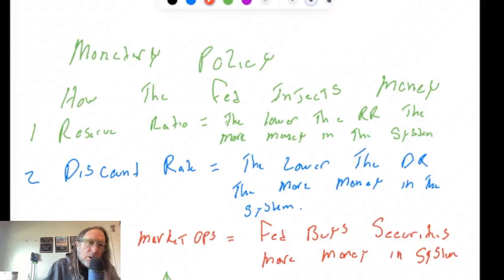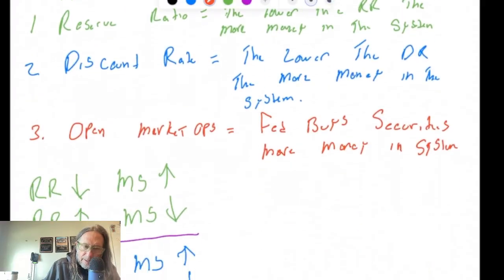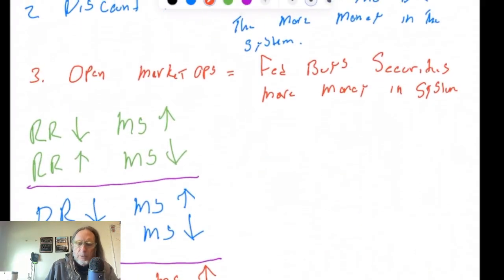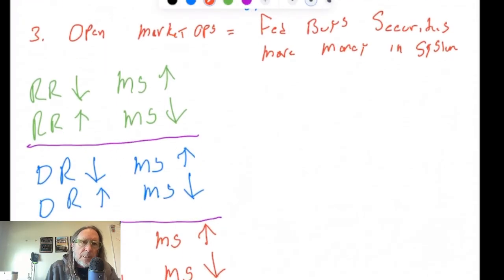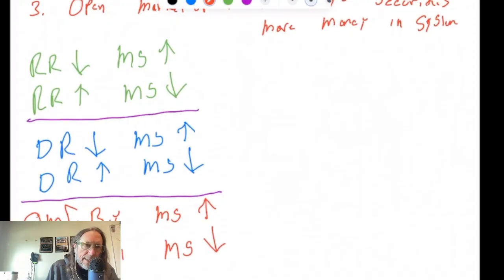So the way to look at it is like this. It's very simple. If we lower reserve ratios, the money supply increases. If we raise reserve ratios, the money supply decreases. We lower the discount rate, money supply increases. Increase the discount rate, money supply decreases.